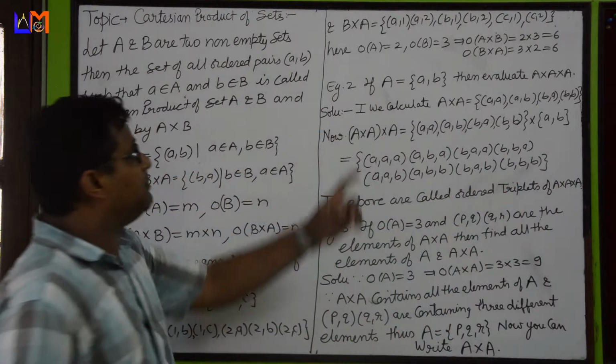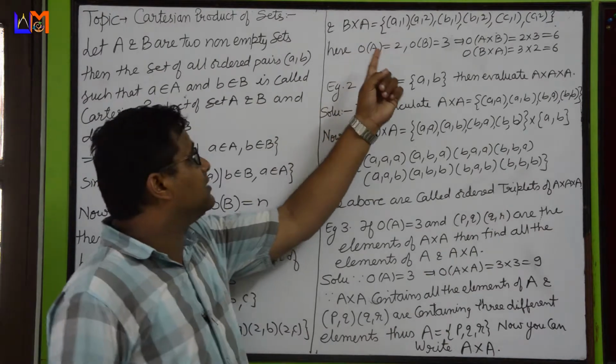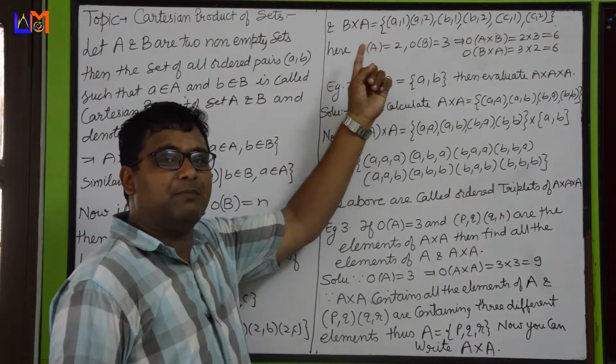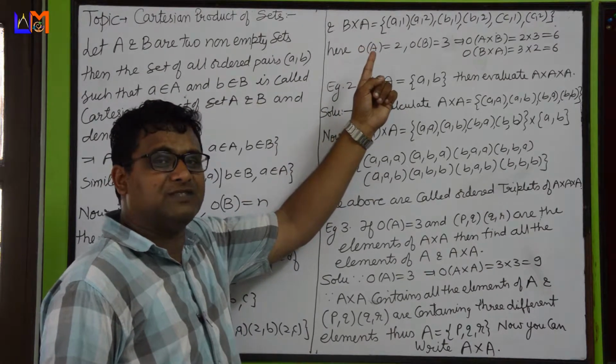Similarly, if you want to write B cross A, here the first element will be of set B and the second element will be of set A.